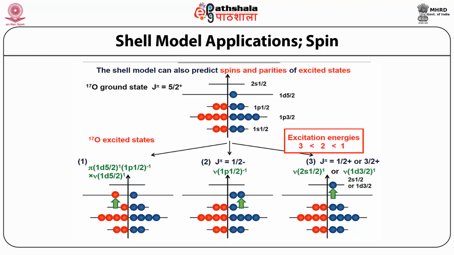That is understood because in the third case only one neutron, the odd neutron, has to be excited. In the second case, the pair of nucleons from the p1/2 orbital needs to be broken and the odd neutron has to be excited to the d5/2 orbital. Whereas in the first case, the proton pair needs to be broken and then the odd proton goes to the d5/2 orbital. Now, it is very difficult to break a proton pair as compared to a neutron pair because of an additional interaction, that is Coulomb interaction.